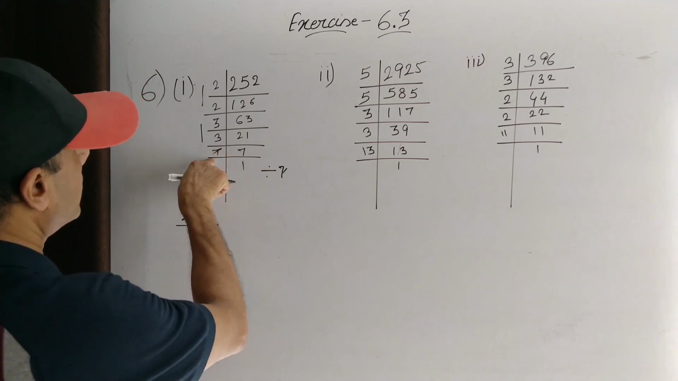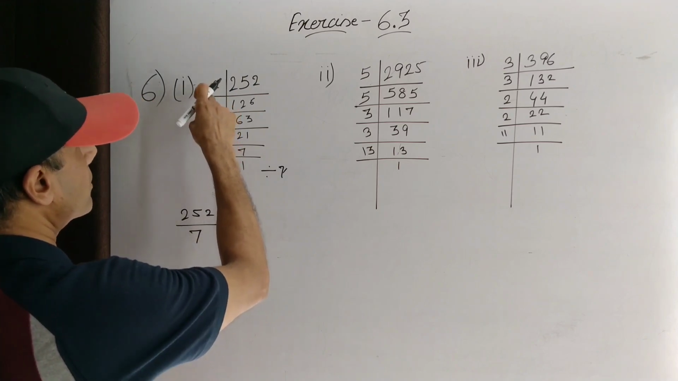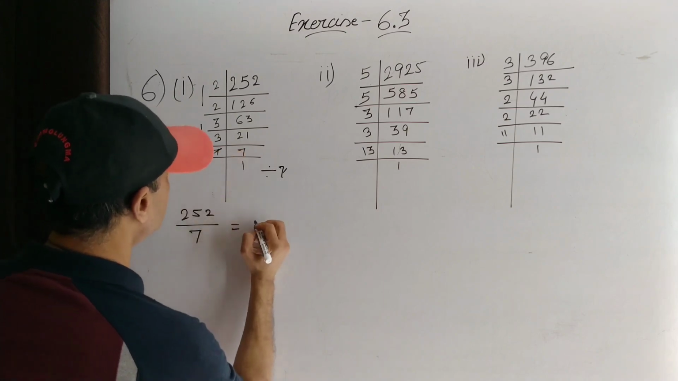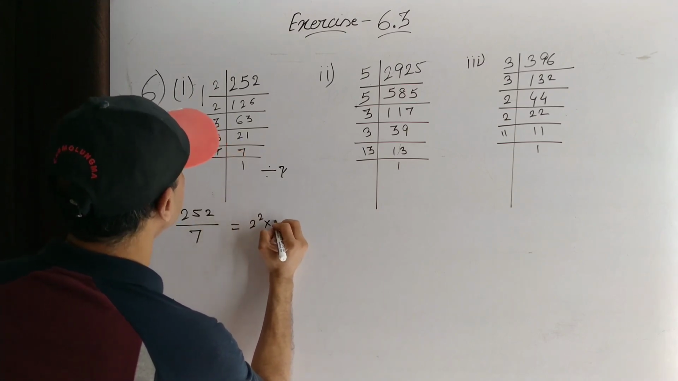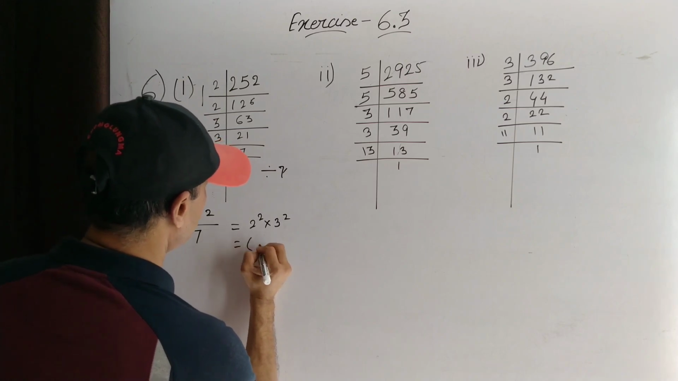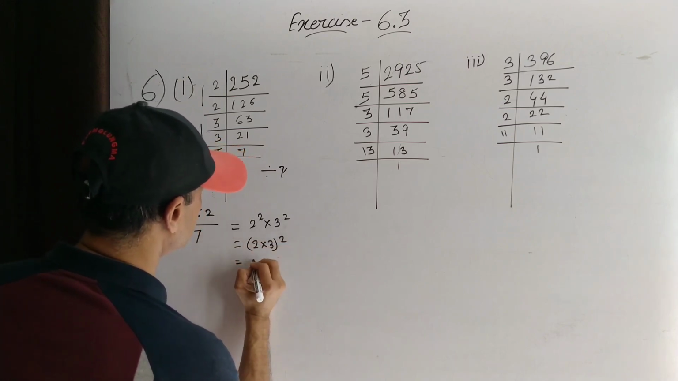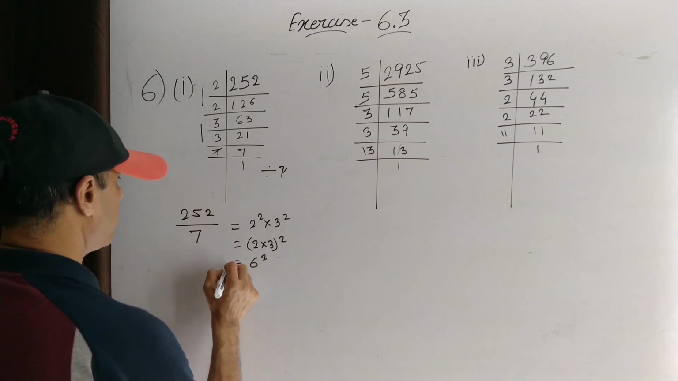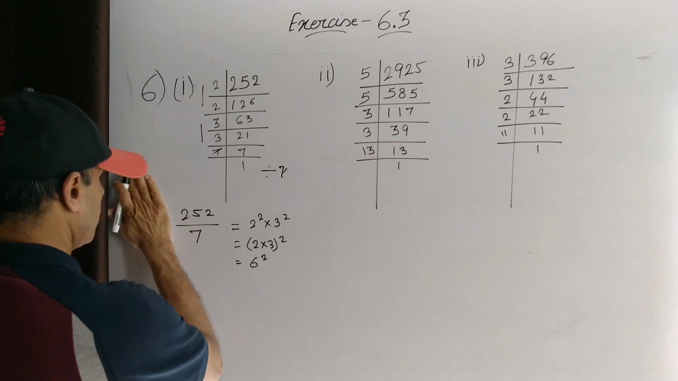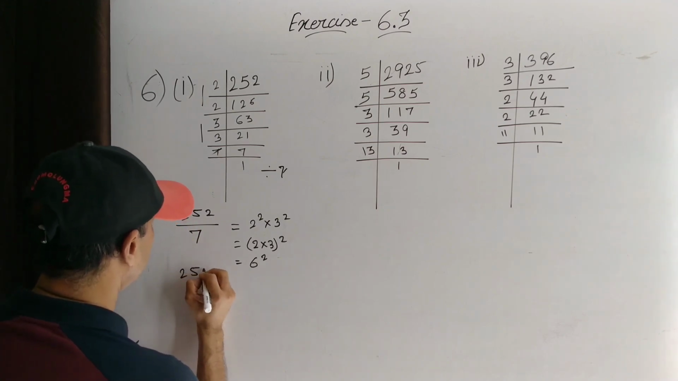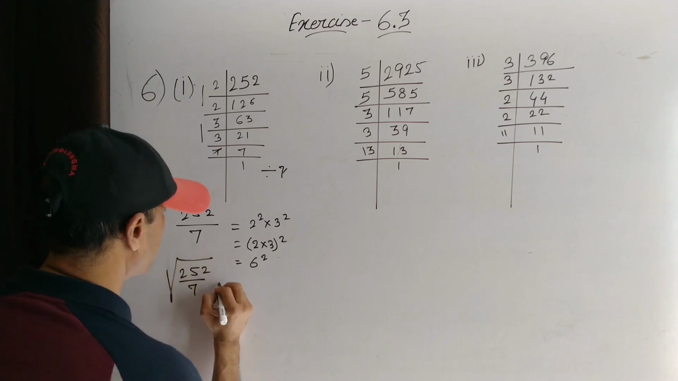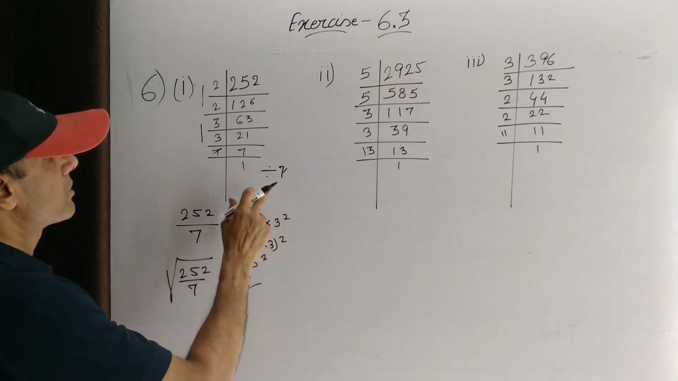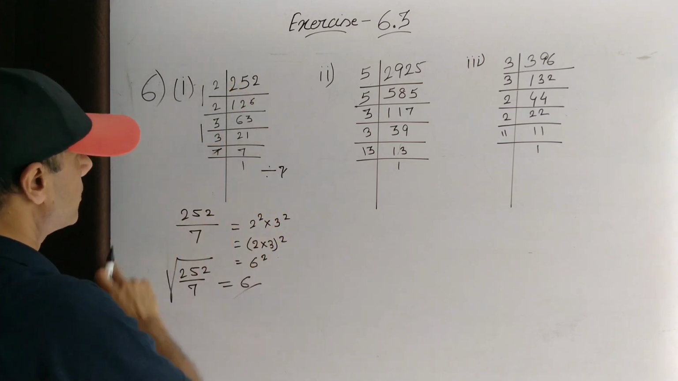So this 7 factor has gone, so we are left with a pair of 2 and 3. So we have this number equal to 2 square into 3 square. So we'll have 2 into 3 whole square, which is equal to 6 square, and 252 divided by 7 is the new number. Square root of this number will be equal to 6. So 7 is the number which, if we divide 252 with 7, we'll get a perfect square.